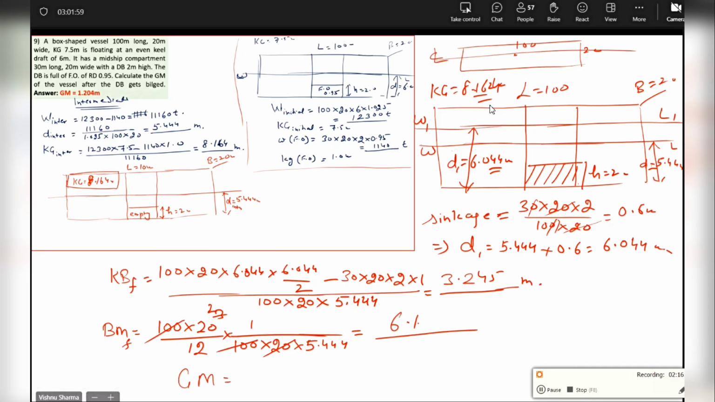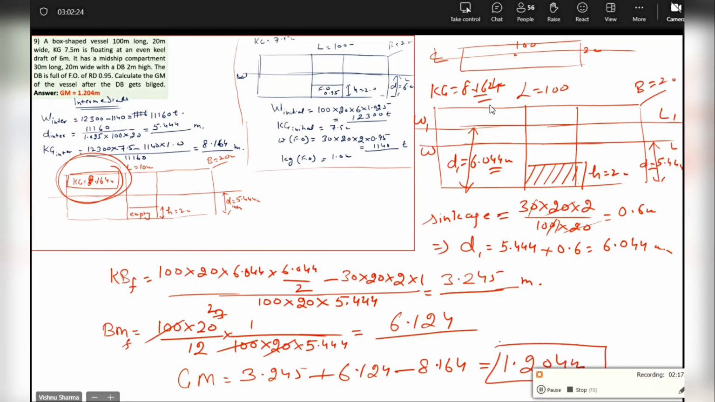So GM will be equal to the KB 3.245 plus BM 6.124 minus KG. Now in the intermediate condition, the KG is 8.164, guys, 8.164 before bilging. And this should give you the GM of 1.204 meters as the answer. If it is not giving, then there is something somewhere we have missed out. One decimal place here and there is fine, but if there is a huge difference, then we can look at it.